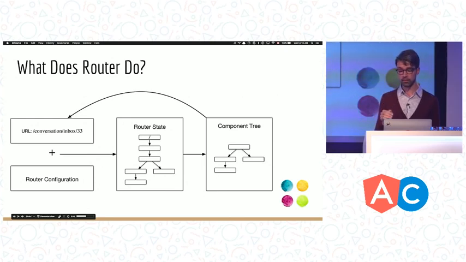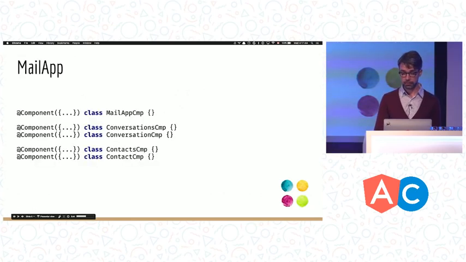Then anytime the user clicks on a link or navigates imperatively, the router updates the URL, constructs a new router state, and does the whole thing one more time. It compares the new state to the old state and updates all the components accordingly. So the router's primary job is to manage navigation between states, which includes updating the URL and updating the component tree. All right? Let's look at an example.